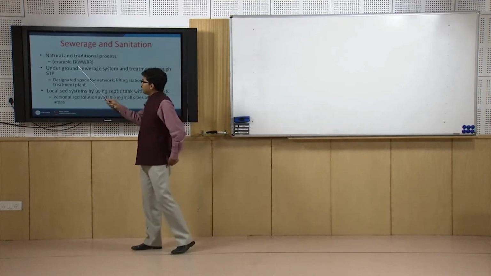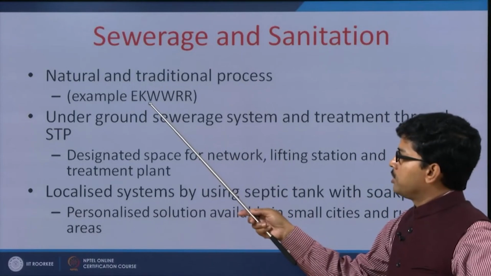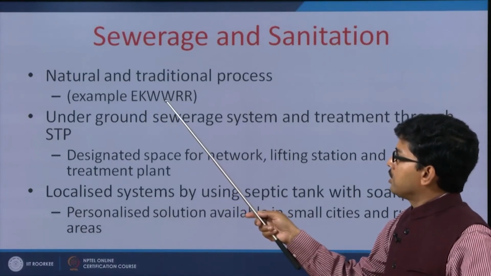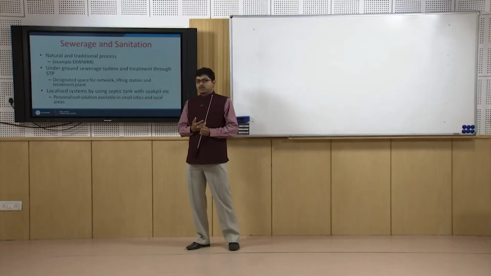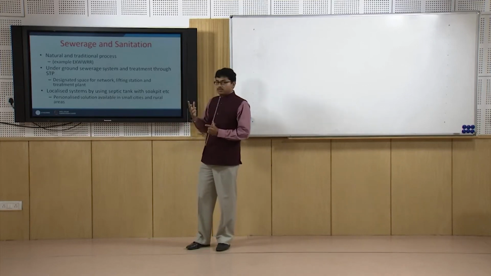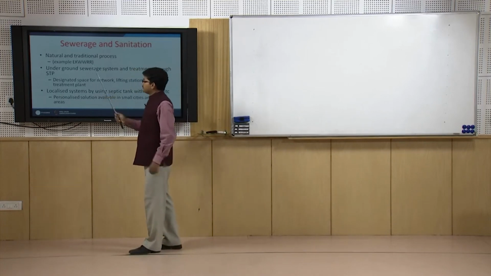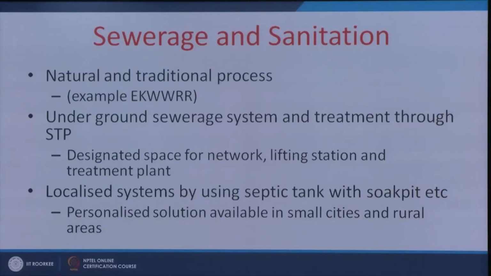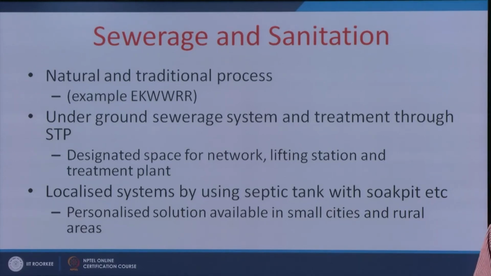One approach is the natural and traditional process. For example, the East Kolkata Wetlands and waste recycling region is a very huge recycling region where the natural process is there to recycle the wastewater and the sewer. Apart from the natural process, there could be an underground sewerage system where you have to establish a sewerage treatment plant, and from the treatment plant you can have several distribution ducts like this.